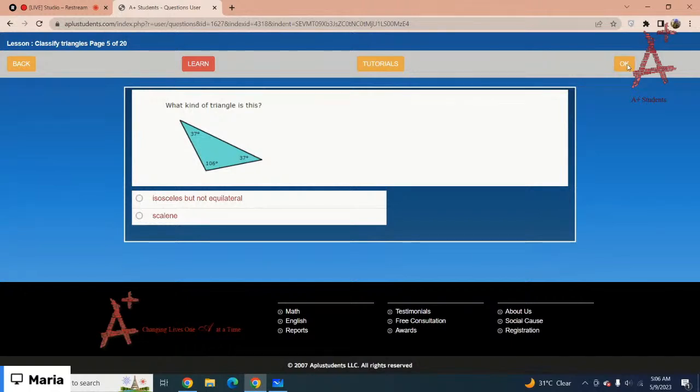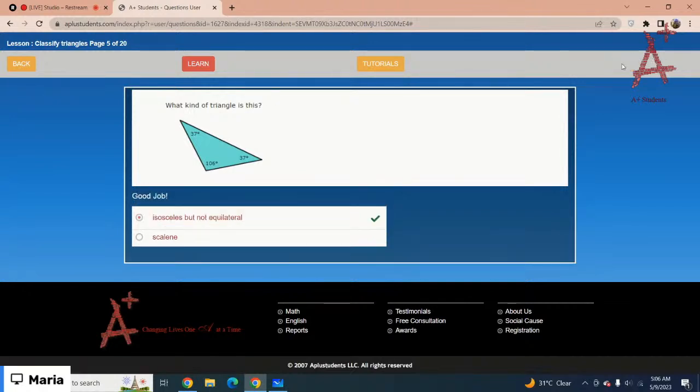Okay, what kind of triangle is this? Isosceles but not equilateral, or scalene, which is the correct option? Yes, that would be isosceles but not equilateral, because two of the angles are equal in measure, so it would be isosceles but not equilateral.